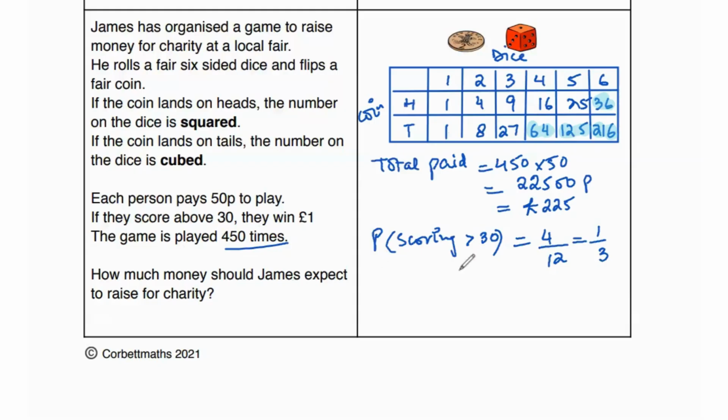How much money should James expect to raise for charity? So we do 1 over 3 times 450, which is going to give us 150 pounds. So to calculate how much money he'd be raising, we do 225 minus 150, which is going to give us 75 pounds. So this is the amount he should be expecting to raise for charity. That's your answer.